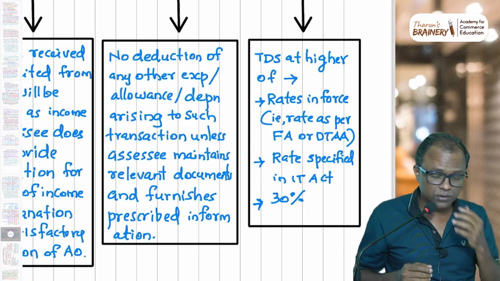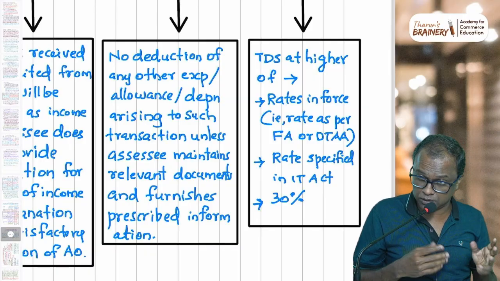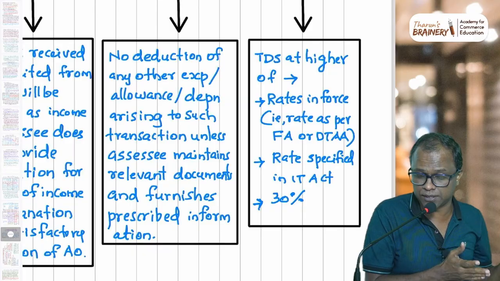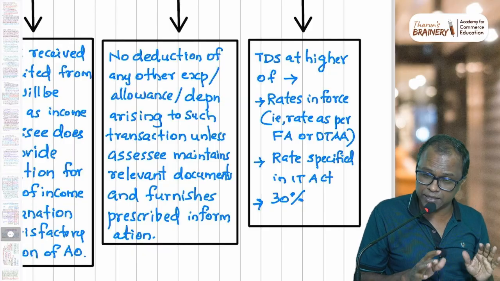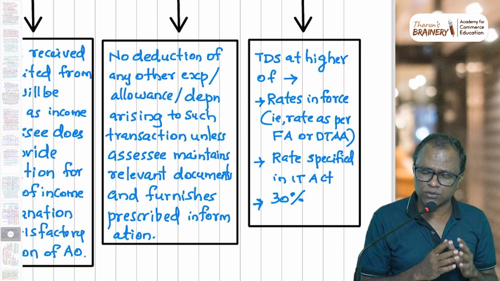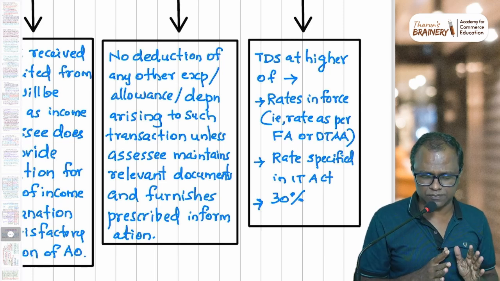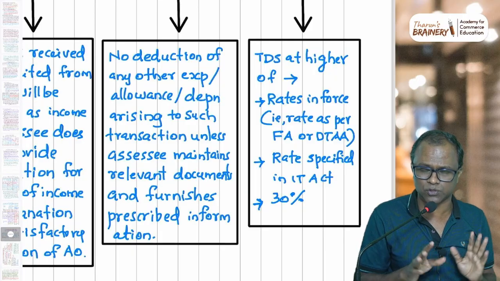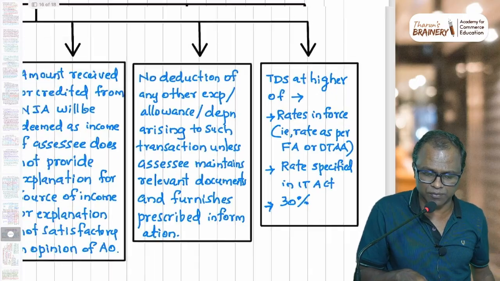But there are two views. Short deduction and non-deduction are not the same. In case of short deduction, only the proportionate amount should be disallowed. In case of non-deduction, the whole should be disallowed. But there is another view, that short deduction is equal to non-deduction and it should be disallowed. So different contradictory High Court decisions are there. So two views are possible. But anyway, higher rate of TDS will be applicable.